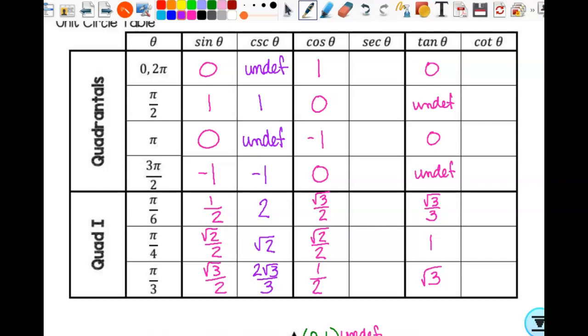So secant is going to be the reciprocal of all the cosines. So the secant of 0 has to be 1. Secant of pi halves is undefined. Secant of pi is negative 1. 3 pi halves, undefined. The reciprocal of the square root of 3 over 2 is 2 square root of 3 over 3. Reciprocal of the square root of 2 over 2, square root of 2. The reciprocal of 1/2, 2.